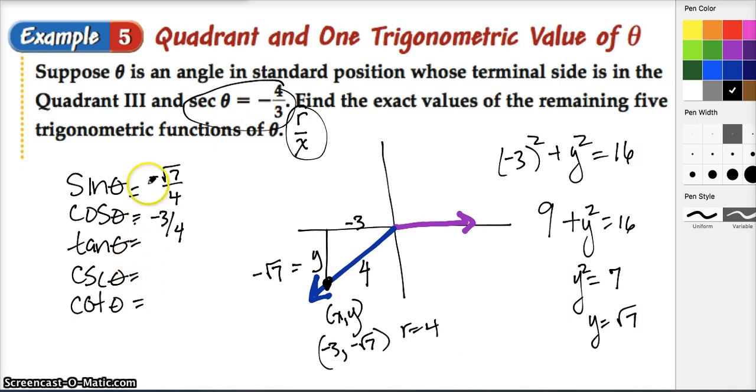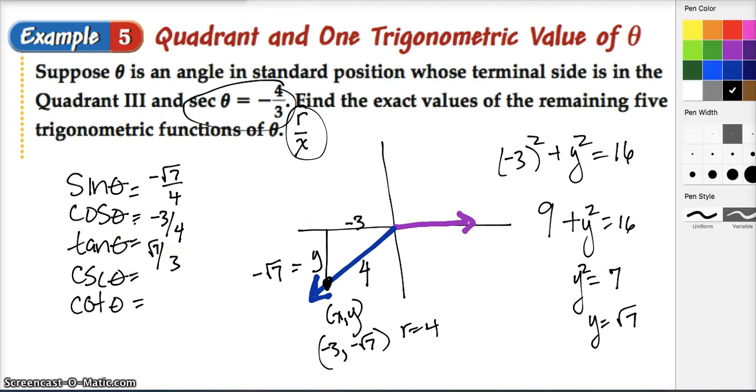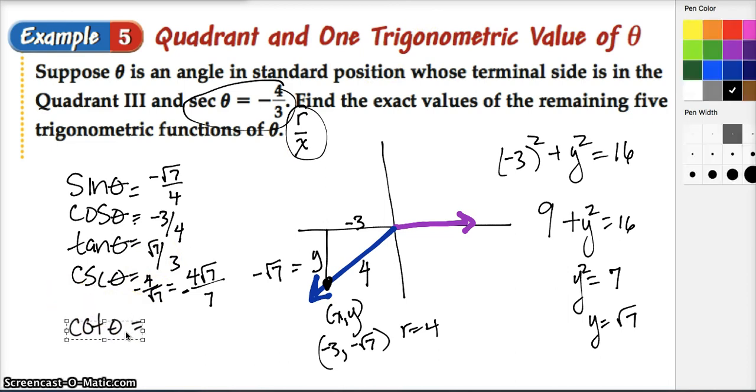Tangent is going to be y over x, so that's negative root 7 over negative 3, which actually leads to just root 7 over 3. And cosecant is the reciprocal of sine, so we'll get 4 over root 7. We're going to rationalize that denominator, so we get 4 root 7 over 7. Don't forget it's negative.